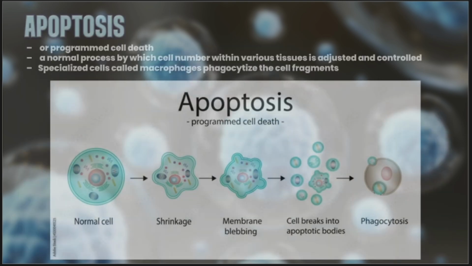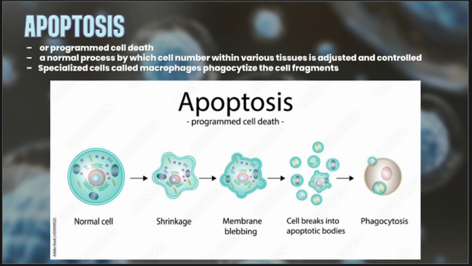We also have the concept of apoptosis. Your apoptosis is your programmed cell death, a controlled process by which the number of cells in tissues is regulated and adjusted. What would be the process of apoptosis? During apoptosis, the cell undergoes a series of steps leading to its self-destruction in a regulated manner. From a normal cell, there is shrinkage, then blebbing, okay? The cells will break into smaller fragments, or apoptotic bodies.